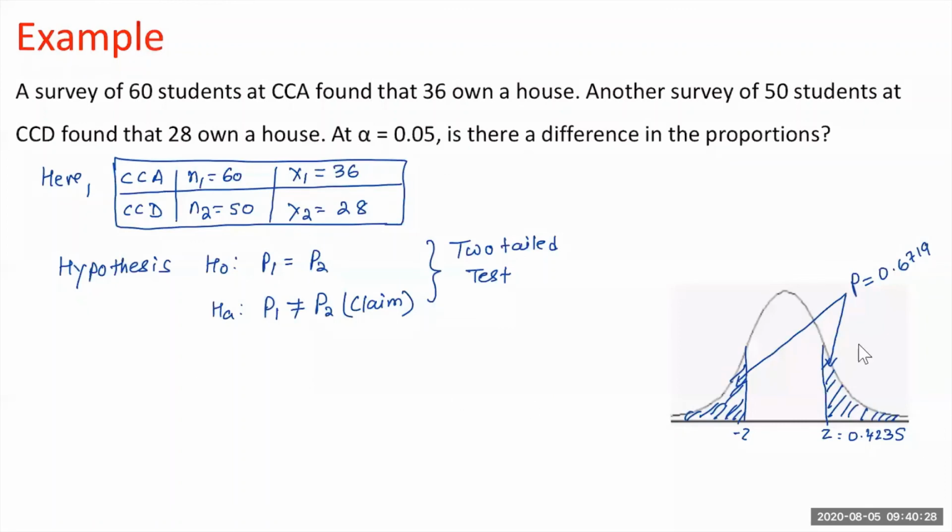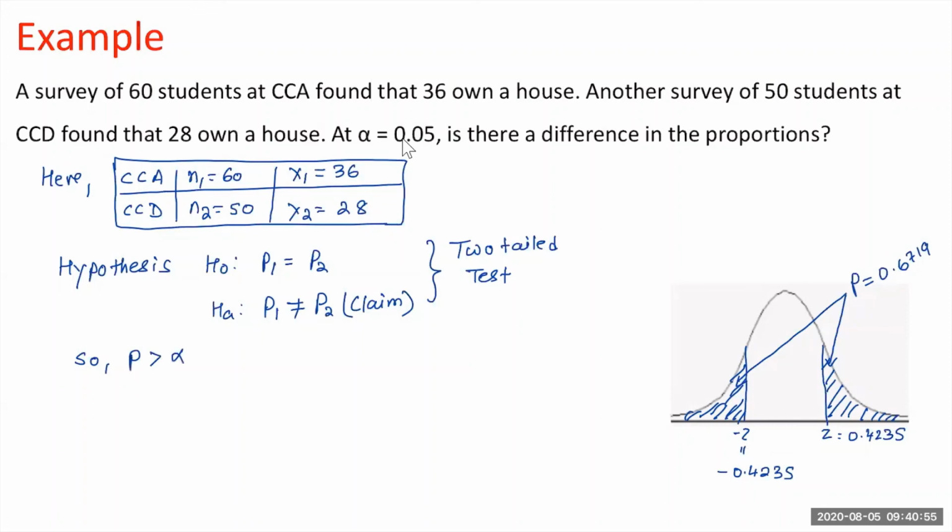So from the calculator, we got the p value and we got the z value. The positive z value is this one. So the negative z value is negative 0.4235. Once you have everything labeled here, once you have the p value, we compare this p value with alpha. So you can clearly see your p is greater than alpha.